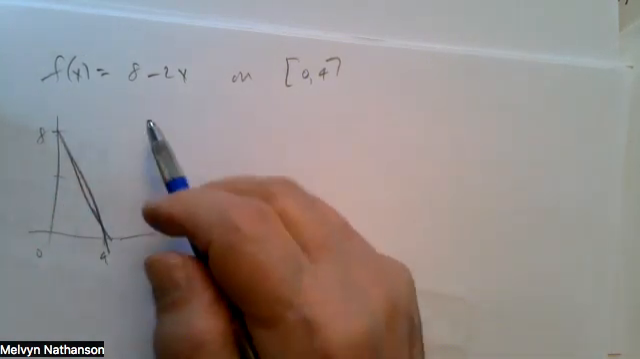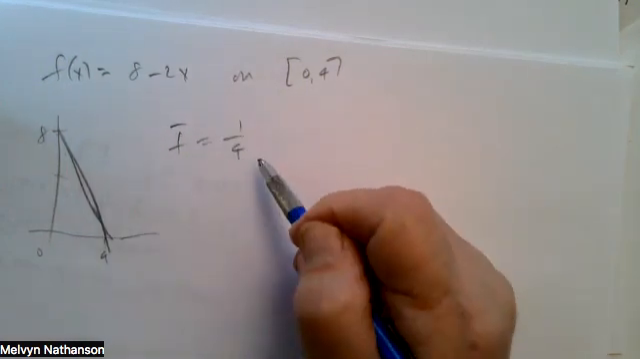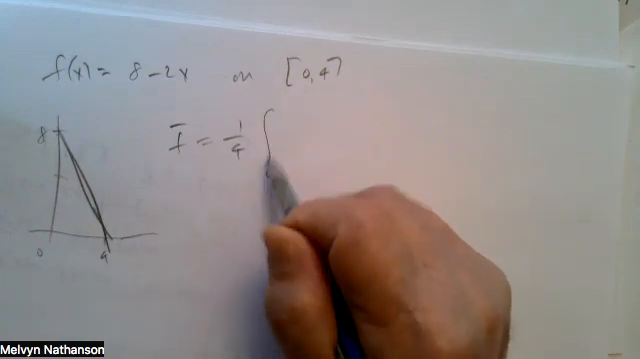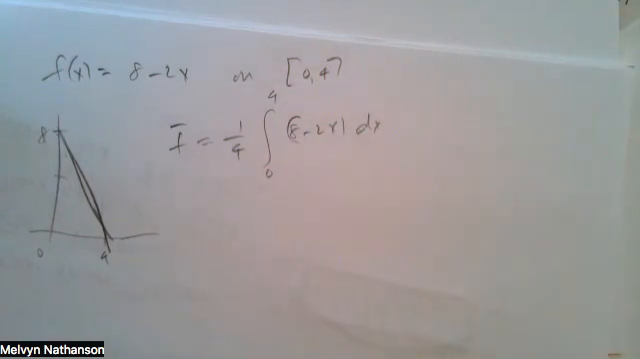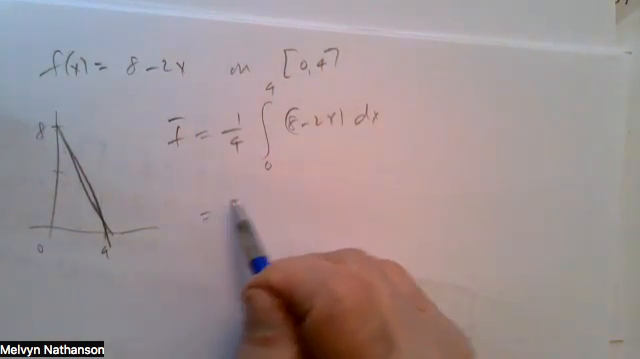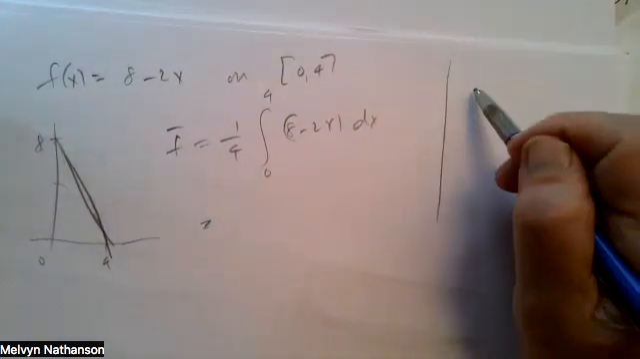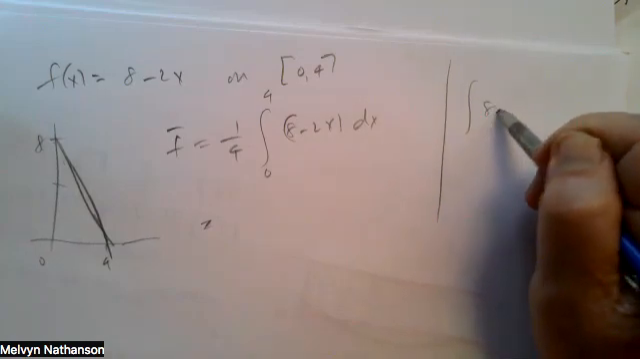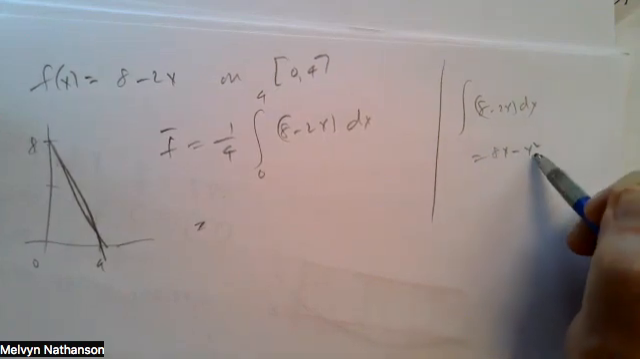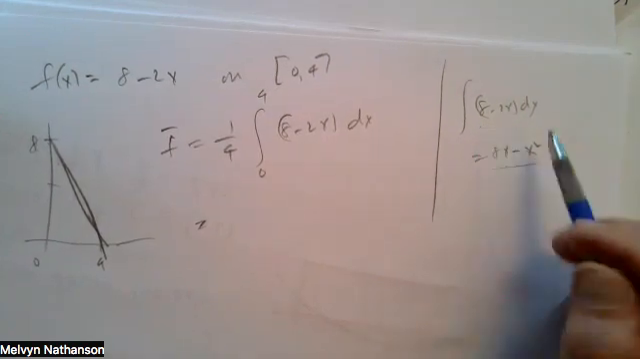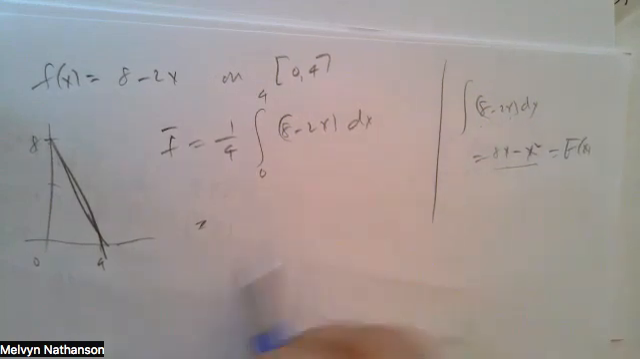And what is the average value? What is f bar on this interval? It's 1 over the length of the interval, 1/4, times the integral from 0 to 4 of 8 minus 2x dx. Let's compute this integral. The indefinite integral of 8 minus 2x dx is 8x minus x squared. So if you differentiate 8x, you get 8. You differentiate x squared, you get 2x. So this is my function, capital F of x.